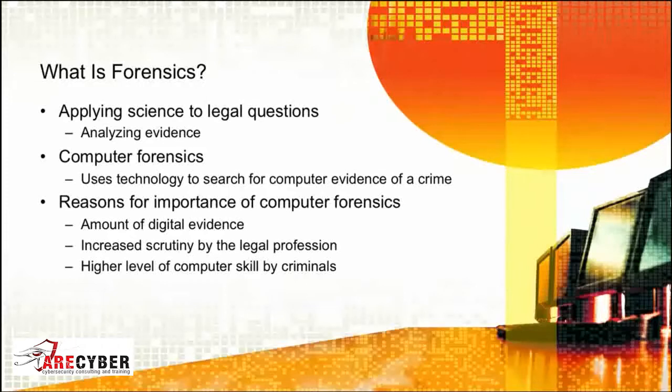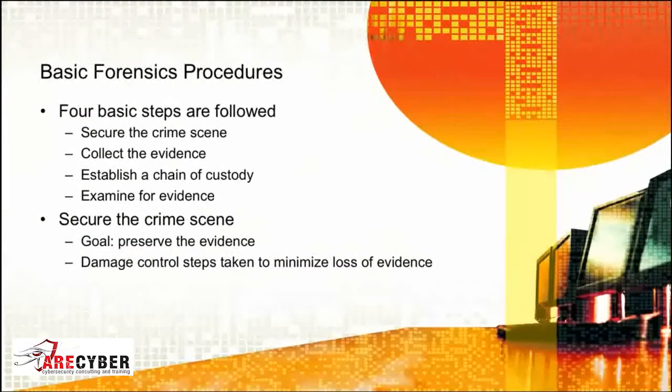Why is that important? Well, the amount of digital evidence to go through can be a daunting task. Increased scrutiny by the legal profession as to the reliability of computer evidence is always prevalent. The higher level of computer skill by criminals makes it harder and harder to find evidence of actions after they occur. Basic forensic procedures are a four-step process: secure the crime scene, collect the evidence, establish a chain of custody, and then examine the evidence, starting with securing the crime scene.